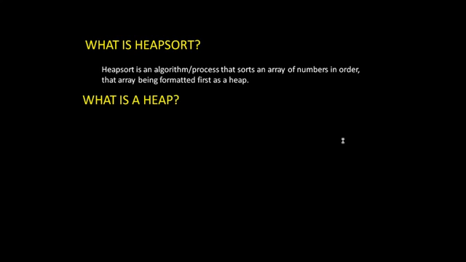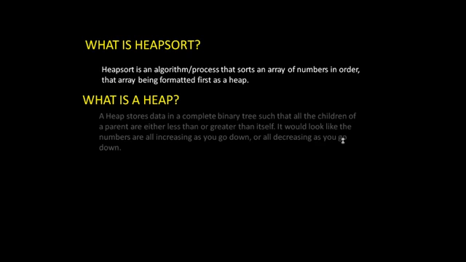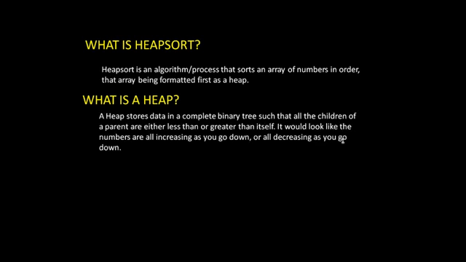What is a heap? A heap stores data in a complete binary tree, such that all the children of a parent are either less than or greater than itself. What this means is that if you're going down the tree, it would look like all the numbers are increasing as you go down, or all the numbers are decreasing as you go down.